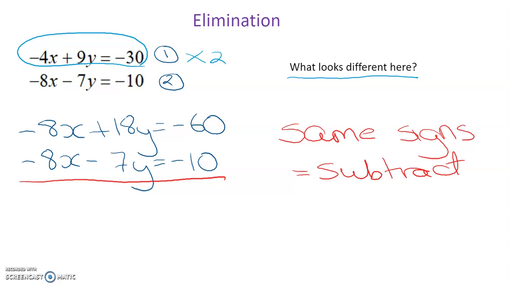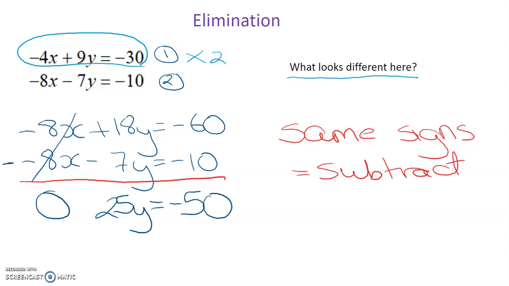So let's perform a subtraction now. -8x minus -8x, so this turns into a plus because they're the same. Two same signs equals positive, gives us 0. And that's exactly what we wanted. We wanted them to eliminate. 18y minus -7y, it's the same as adding because we've got the two negatives, gives us 25y. And -60 minus -10 gives us -50 because we're adding the 10.